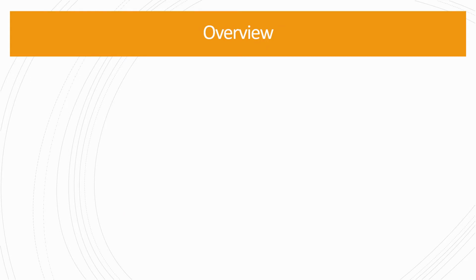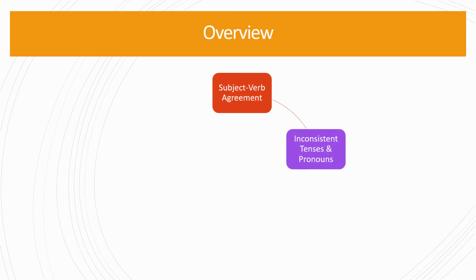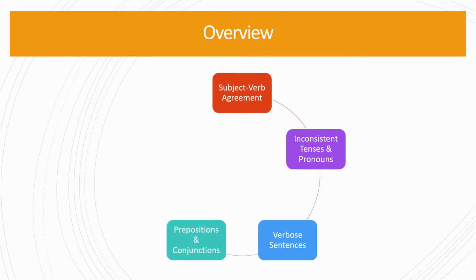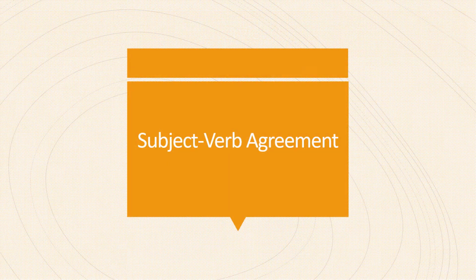The error areas we will discuss in this video are Subject-Verb Agreement, Inconsistent Tenses and Pronouns, Verbose Sentences, Prepositions and Conjunctions, and finally, Contractions and Abbreviations. Let's start with Subject-Verb Agreement.